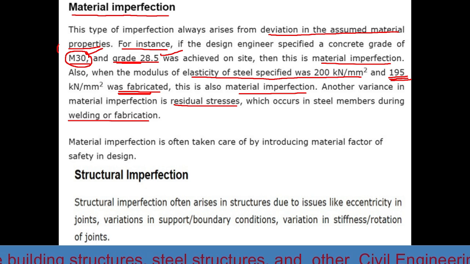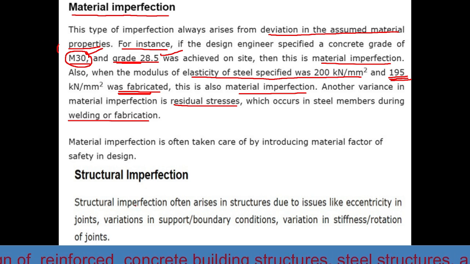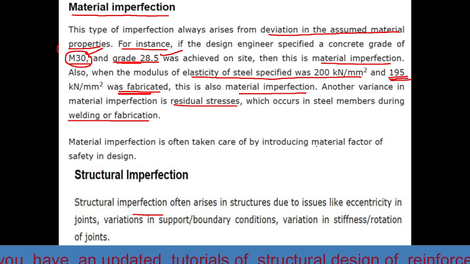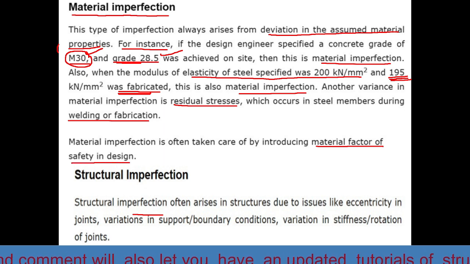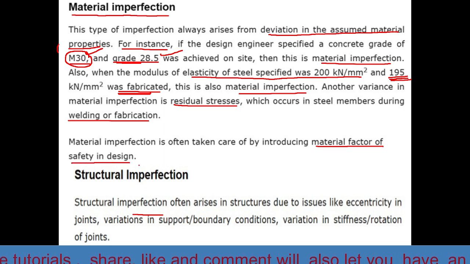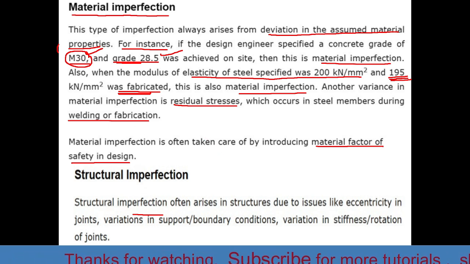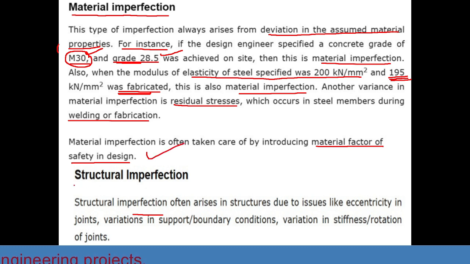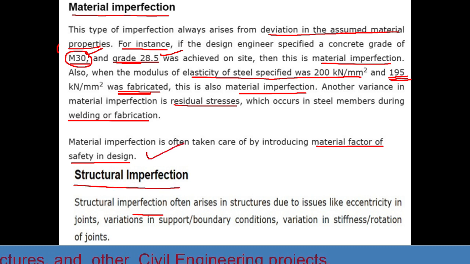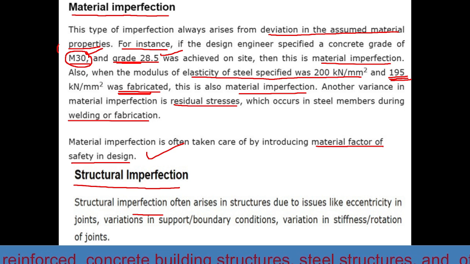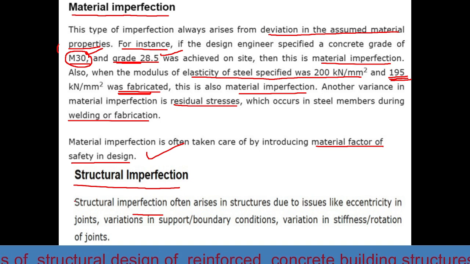So in order to take into account the material imperfection, we need to introduce the material factor of safety, just like that of the geometric imperfection. So geometric and material imperfection can be taken into consideration by using the material factor of safety in our design. So the third one, which is the basic and the critical imperfection problem, is the structural imperfection.